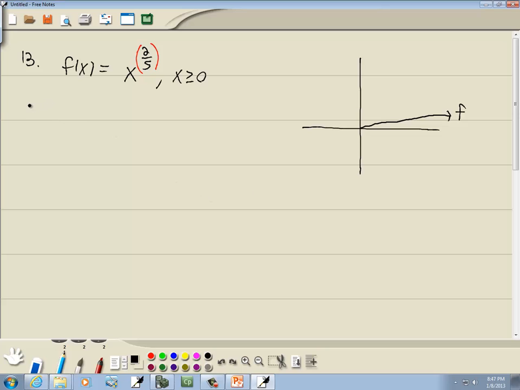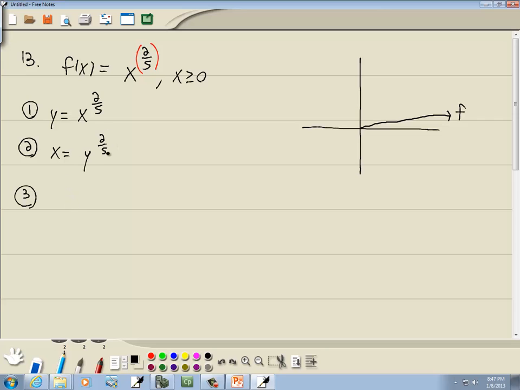Okay, let's go through our steps. Step 1, replace your f of x with y. So we got y is equal to x to the 2/5. Step 2, interchange your x and y. So we got x is equal to y to the 2/5. Now we want to get y by itself. Step 3, solve for y.